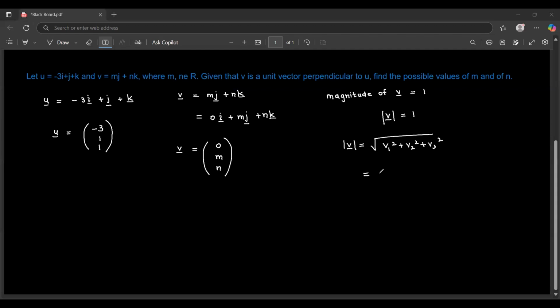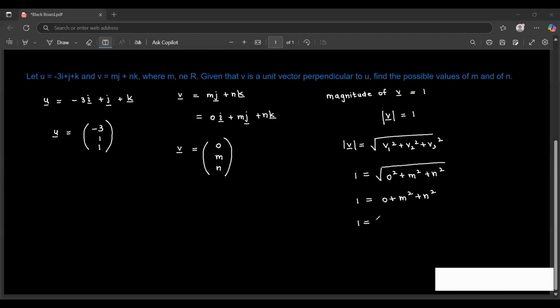So this is equal to 0 squared plus m squared plus n squared, and that is equal to 1. So 1 is equal to 0 plus m squared plus n squared, because I'm squaring both sides. So I will get 1 is equal to m squared plus n squared. Well, this is done. This is one equation that we have come up with.